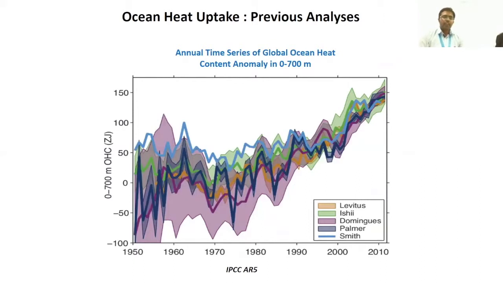This is the annual time series of the global ocean heat content for the upper 700 meters since 1950, and we can see that after 1970 there's a rise of ocean heat content. In the last decade, from 2000 onwards till 2011 and 12, the rise of the heat content is quite high, and it is increasing in a very rapid manner. This period was known as the hiatus in global warming, in which most of the heat is getting deposited into the deeper depths of the ocean.